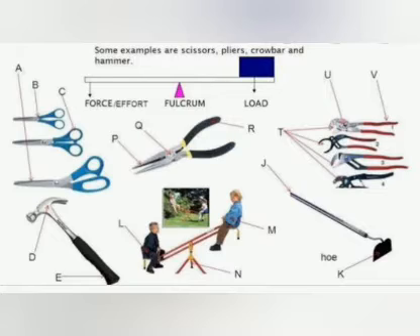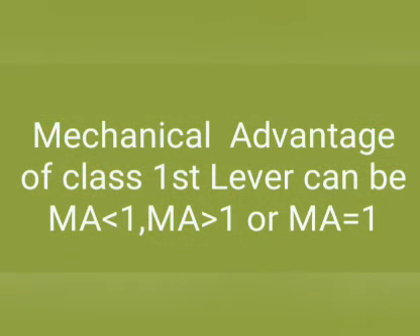In class first lever, the effort arm may be longer than, equal to or shorter than the load arm. So, the mechanical advantage of this lever may be more than 1, equal to 1 or less than 1. This type of lever can lift heavy loads with the application of small effort. Such a lever can act as a force multiplier.